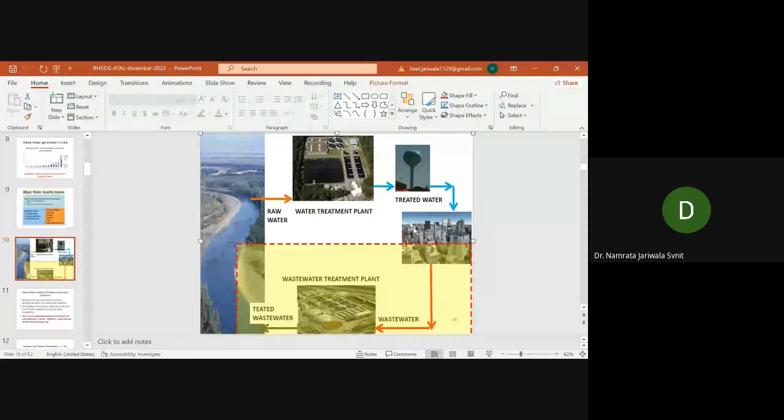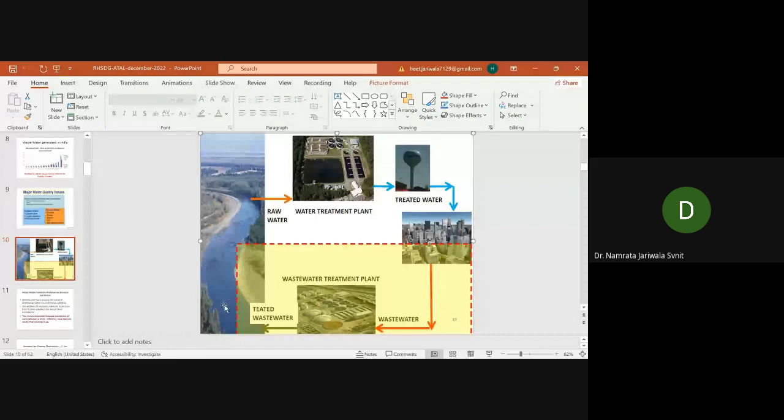Now, from this community, we are generating wastewater, and this wastewater is collected in our drainage network. From the drainage network, it comes to the wastewater treatment plant, or you can say the secondary treatment plant. We have a criteria, as you all know, to maintain BOD 30 milligram per liter and COD 100 milligram per liter. Whatever water is treated, that treated wastewater we again divert into the water bodies.